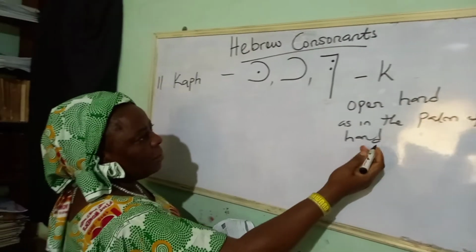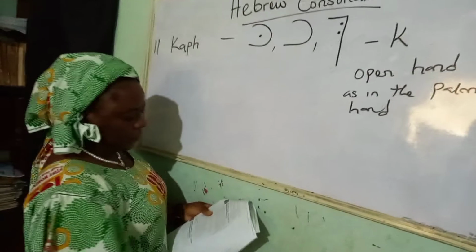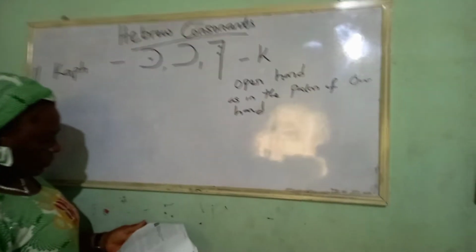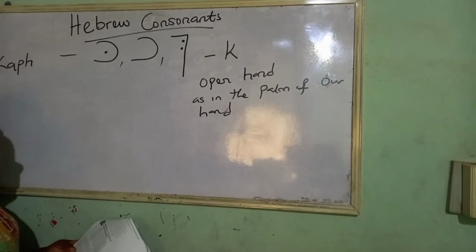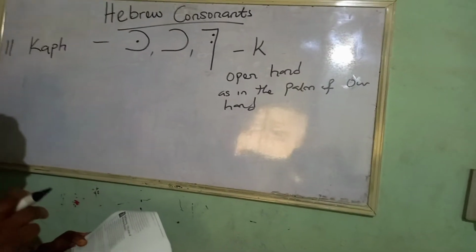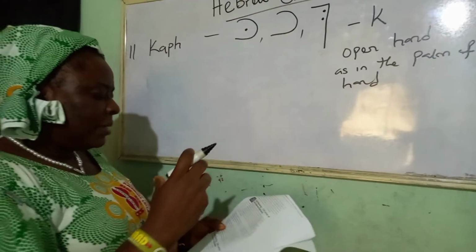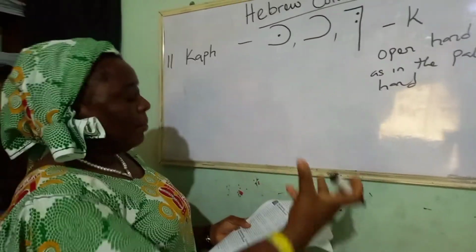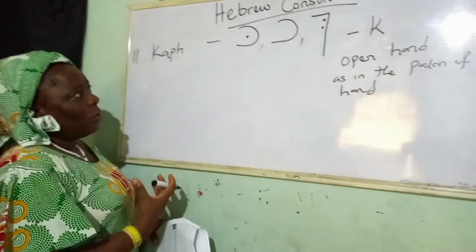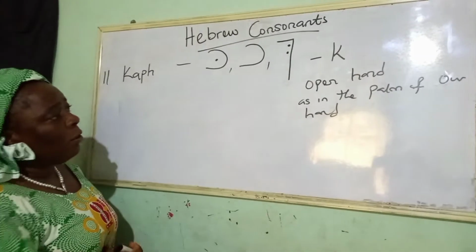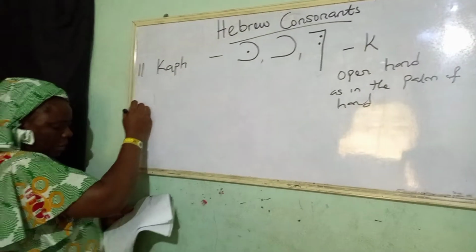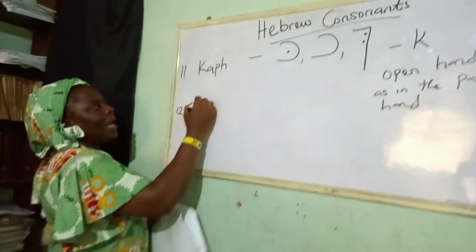So it represents something that can contain, as in a jar. It also represents something that gives a form, something that symbolizes a crown. It teaches humility. It also represents the entirety of man's character or attitude. Kaf. The next consonant is Lamed.